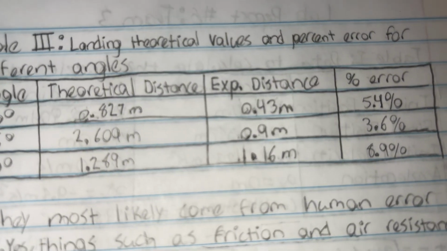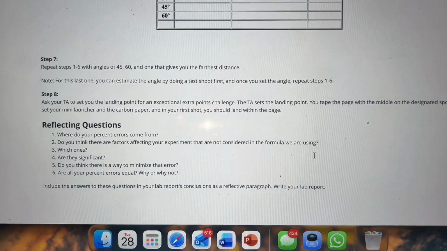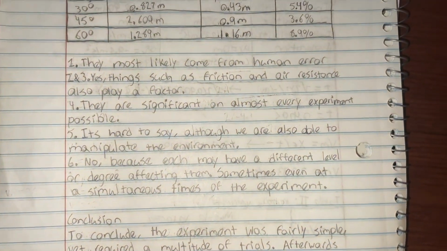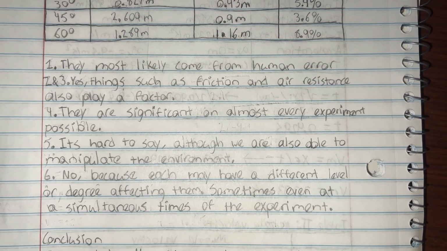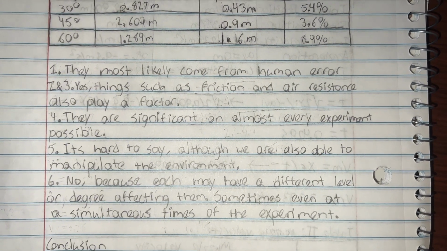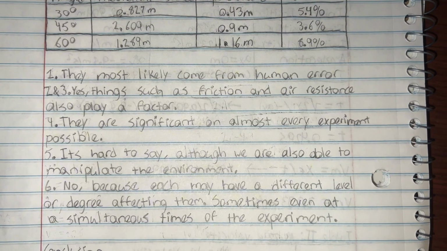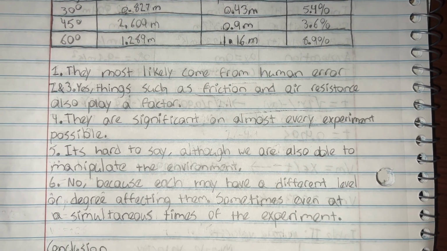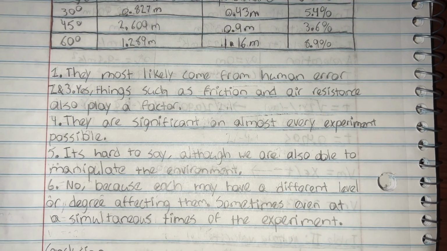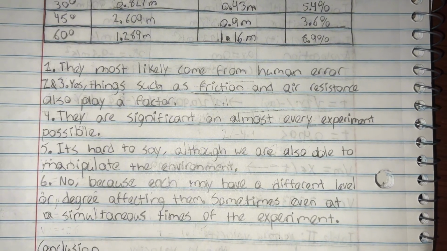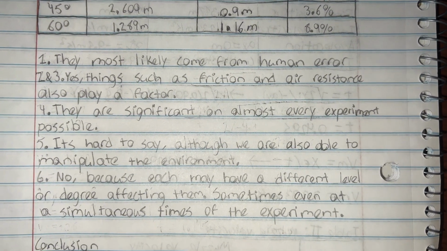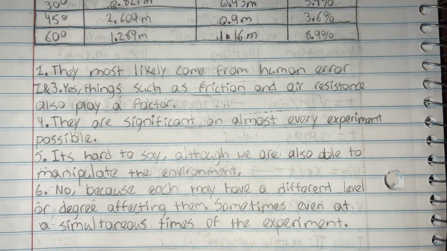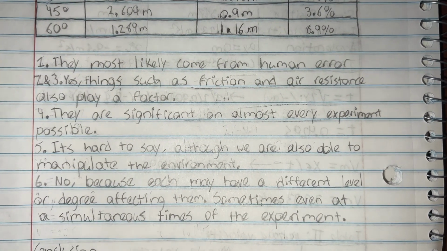So afterwards, after determining that, we went ahead and answered our conclusion or reflecting questions. I have the answers here, but I'm just going to repeat the question and then tell you the answers that we have. So first question is, where do we think our percent errors come from? Me and my team determined that the most recurring source is most likely human error, something on our part, whether it was the capstone or just us maybe not setting it up correctly, just having small faults.